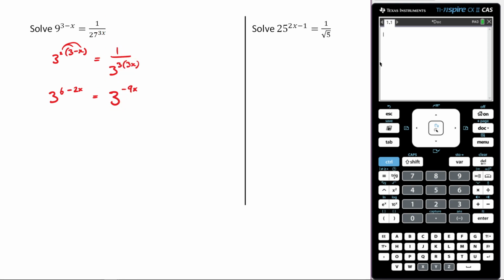Having now done that, I can equate the indices because my bases are the same. And that means I'm going to end up with 6 minus 2x is equal to negative 9x, which means, now what should I do here? I think I'm going to add that 9x over, which means I'm going to be left with 7x here. And then I will subtract that over, which means negative 6. X is therefore going to be equal to negative 6 on 7. So x is equal to negative 6 on 7 is my answer.